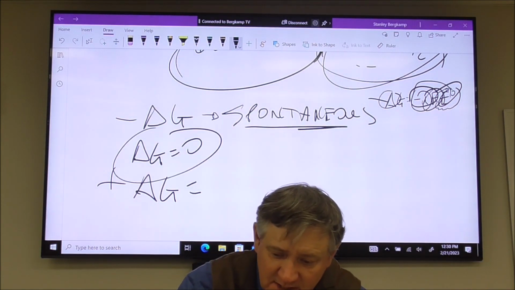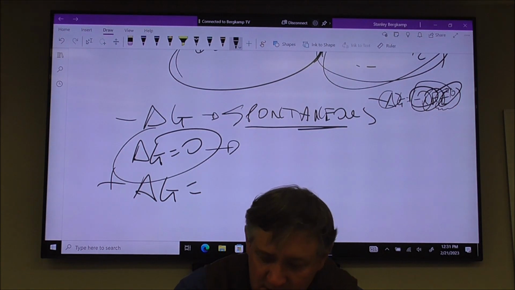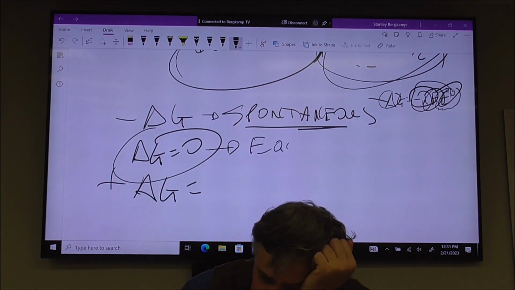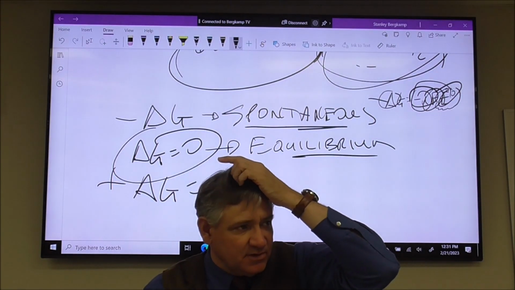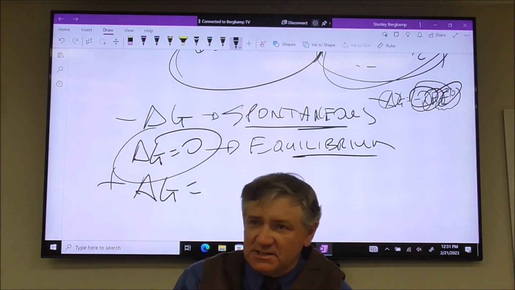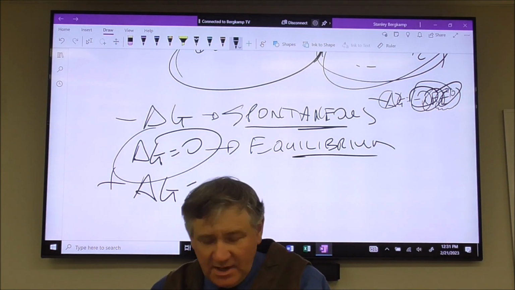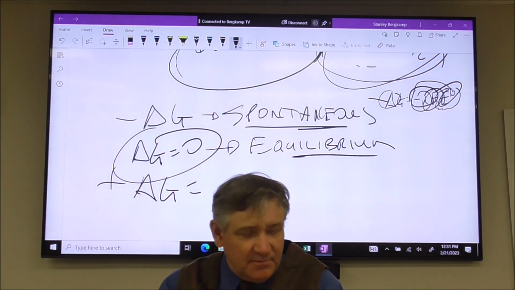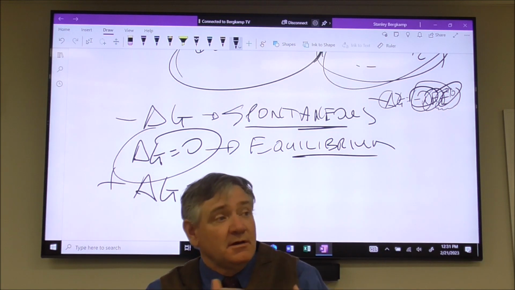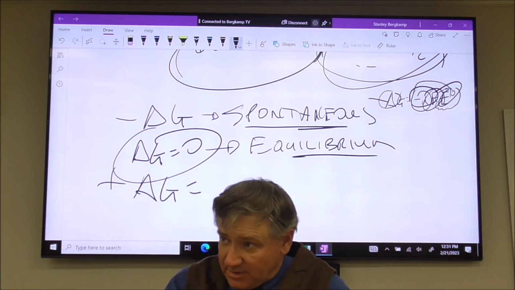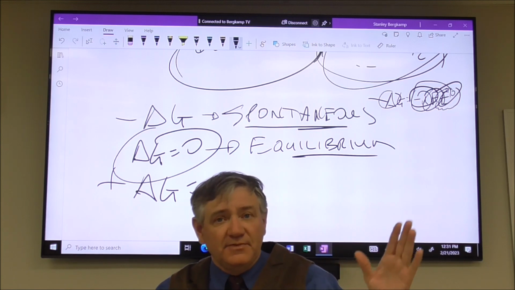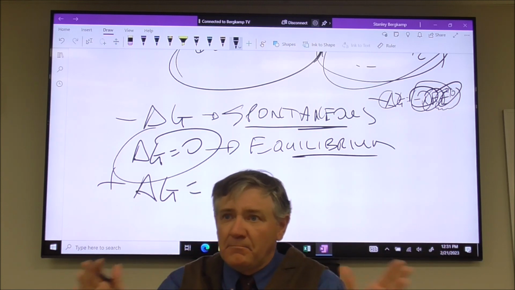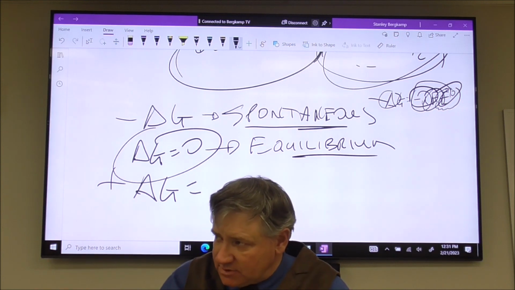Now, delta G can equal 0. What that means is the system is in equilibrium. That means the forward reaction isn't favored, and the reverse reaction isn't favored. It's just going to sit there. Maybe there might not be a reaction; maybe we'll get into reaction rates later. Tough to say. And then maybe the reaction is happening, but there's just no net change. That's a possibility.